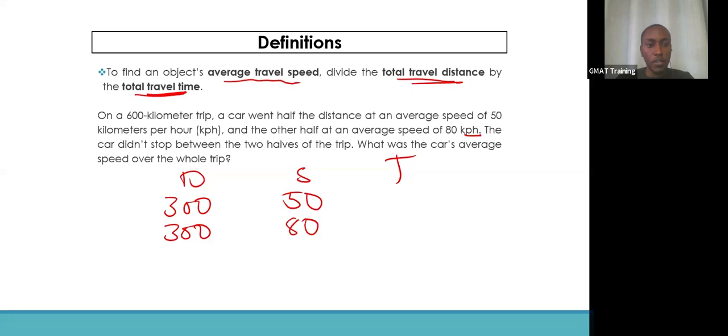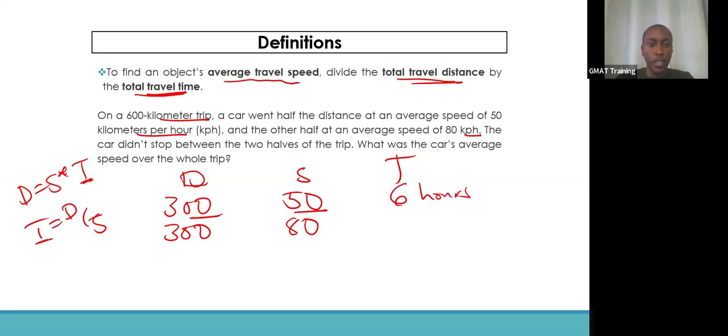Just be careful. So to find the time for the first half, that will be distance over speed, since you know that distance equals speed times time. So the time will be distance over speed. Make t the subject of the formula, so you have distance over speed. This is 6 hours, and 300 divided by 80, that's 30 over 8 hours.